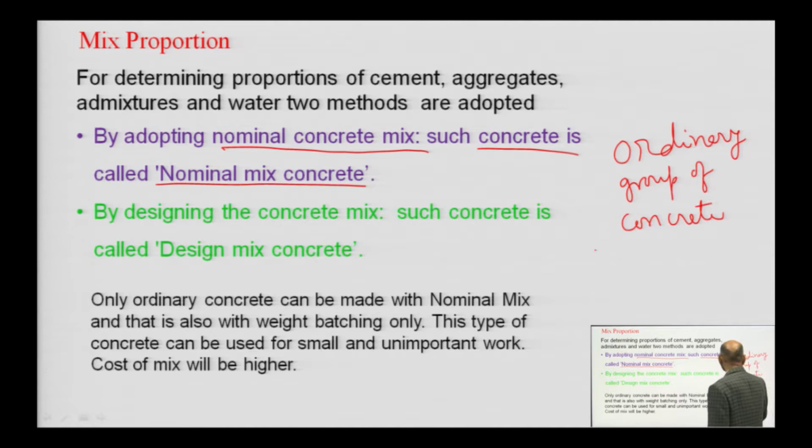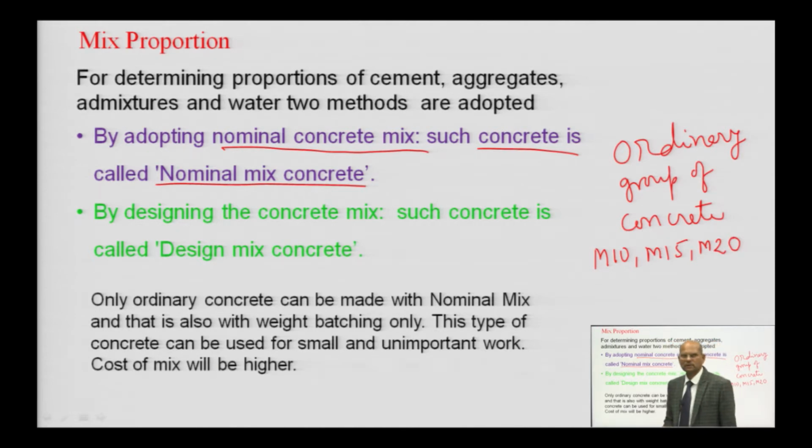So, what is the ordinary group of concrete? That ranges like M10, M15, M20. These are the ordinary ones, and that can be used only for small work, not for big work, and this type of concrete cannot be used for important work, and that has to be decided by the site engineer. Okay. And the cost of this nominal mix is always higher than design mix. So, we must go for design mix.